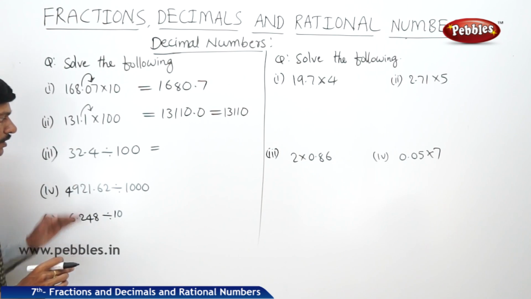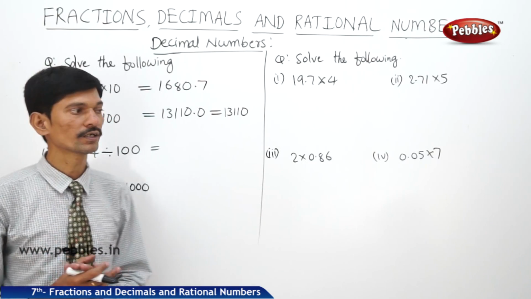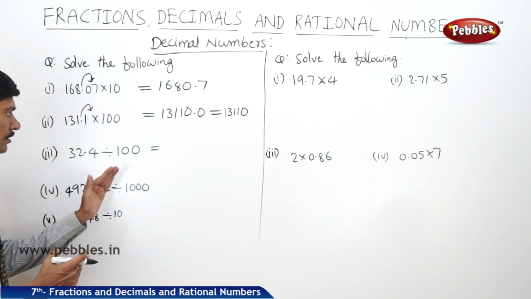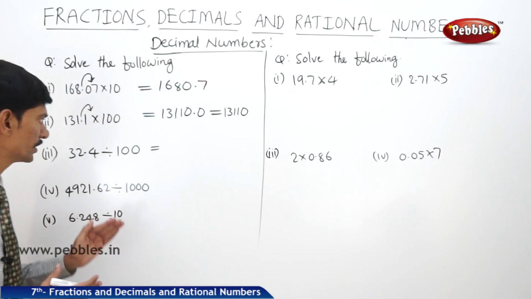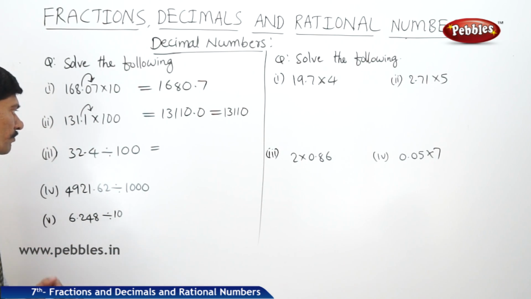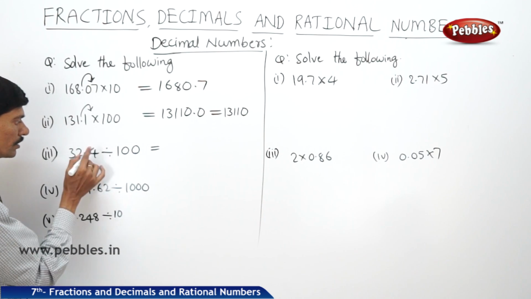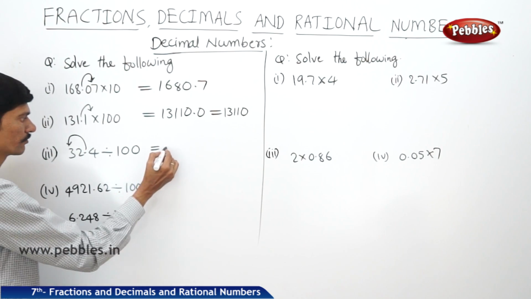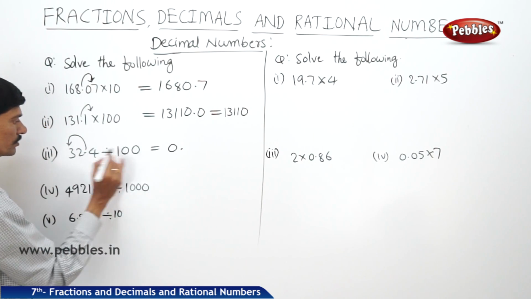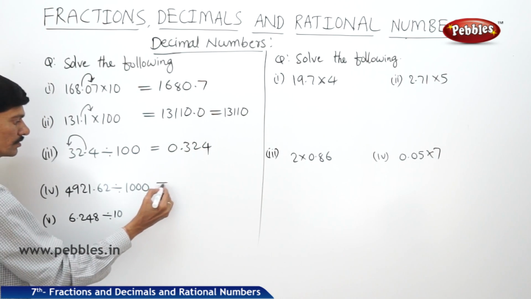32.4 divided by 100. So when any decimal number is divided by 10, 100, 1000, etc., then the decimal point will be shifted to the left by as many digits as there are zeros in the number. So there are two zeros in the given number 100, then the decimal point will be shifted to the left by two digits. Then we get 0.324.